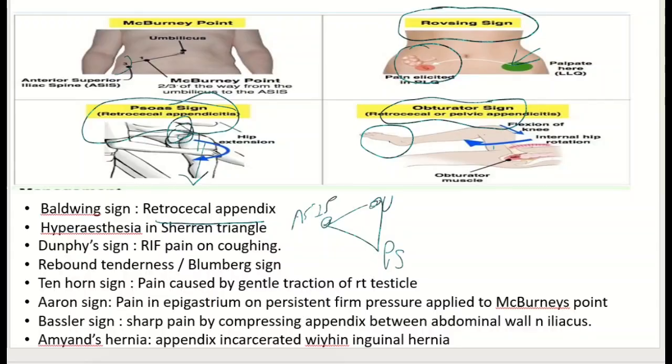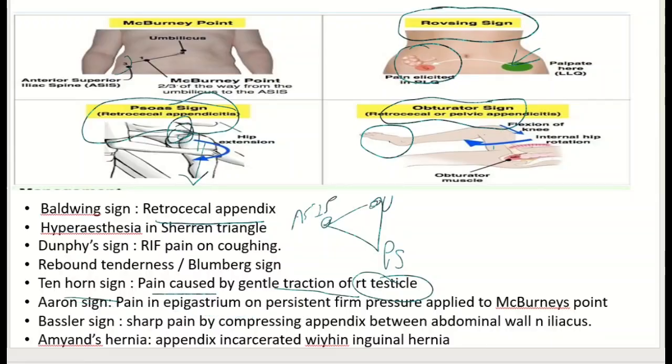Another important sign is rebound tenderness, also known as Blumberg sign. In rebound tenderness, if we suddenly release the pressure over the right iliac fossa, the patient will complain of pain. Next comes Tenhorn sign. What happens here? Pain is caused by gentle traction on the right testicle.